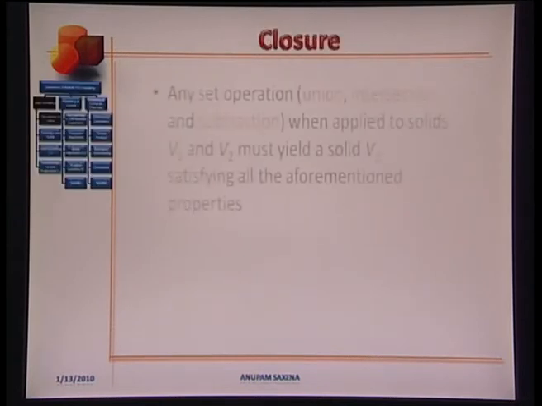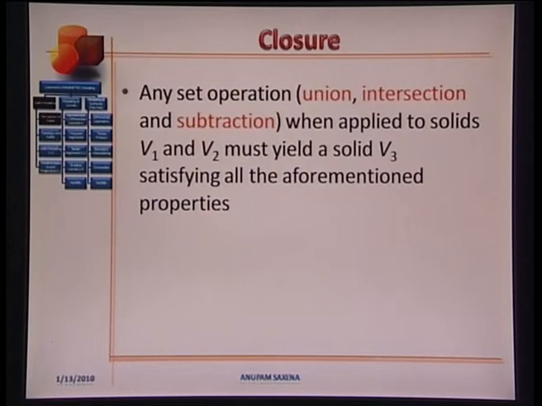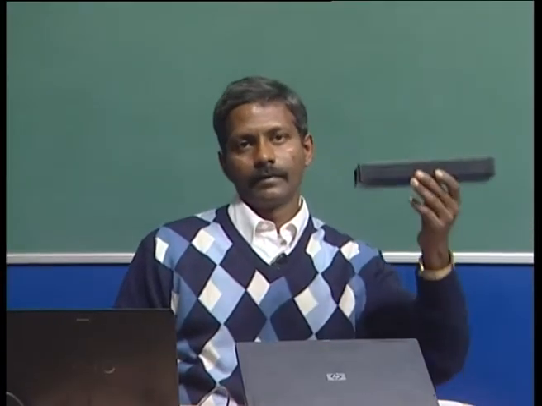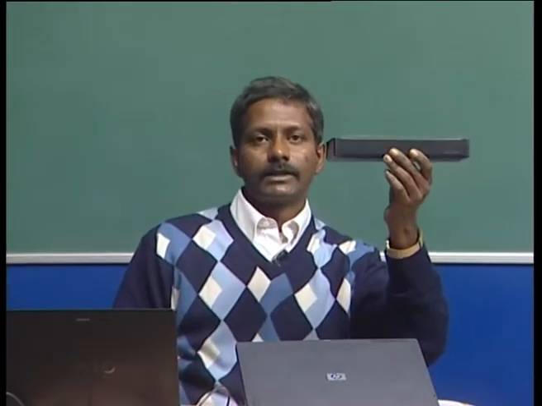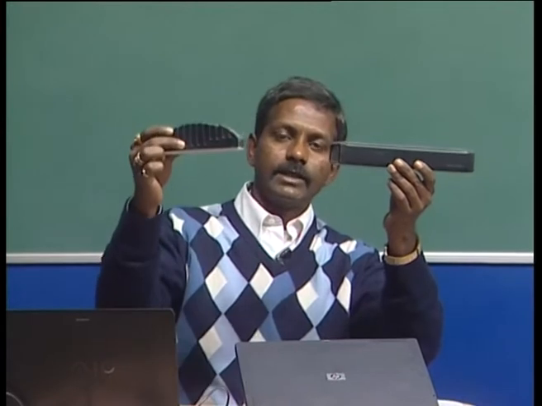Closure. Any set operation, which is union, intersection, or subtraction, when applied to solids V1 and V2, must yield a solid V3 that satisfies all the above previous properties. Consider this solid as V1 and this solid as V2.